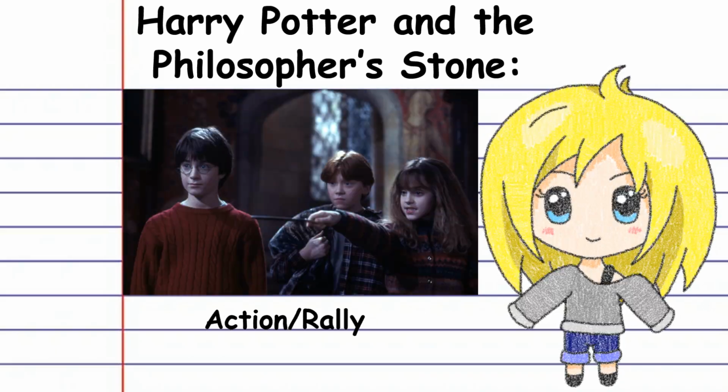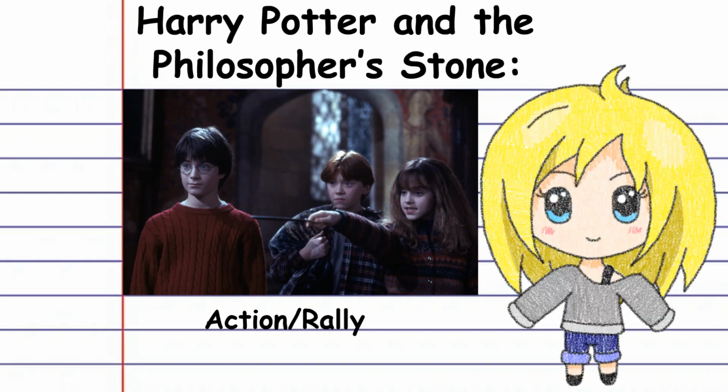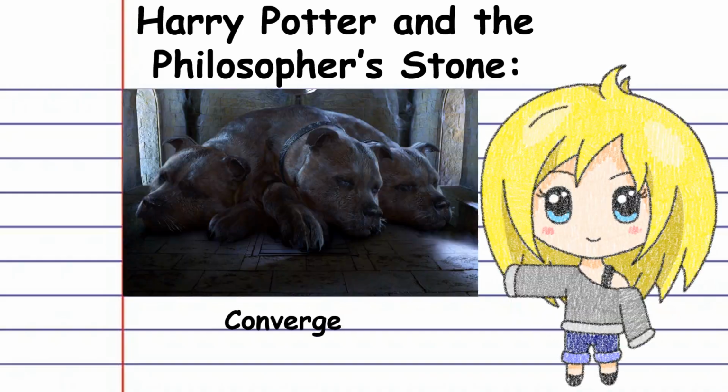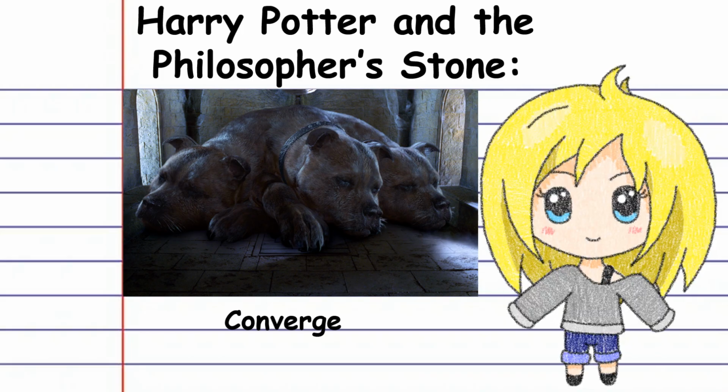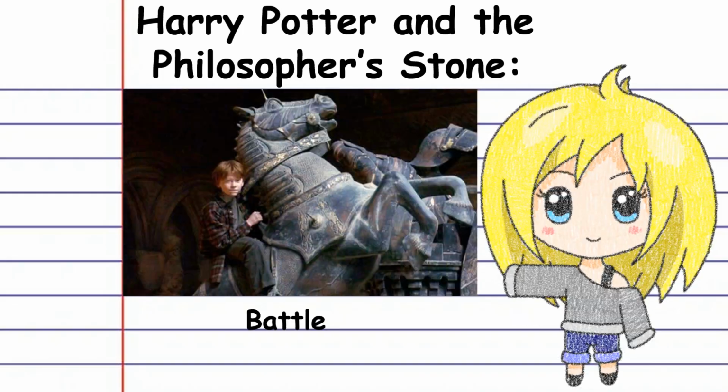They make a plan to sneak out at night and confront Voldemort before he can find the stone. Then they converge at the Forbidden Corridor where they use a flute to put the three-headed dog to sleep, and then they go through the trapdoor. Then we have the battle.